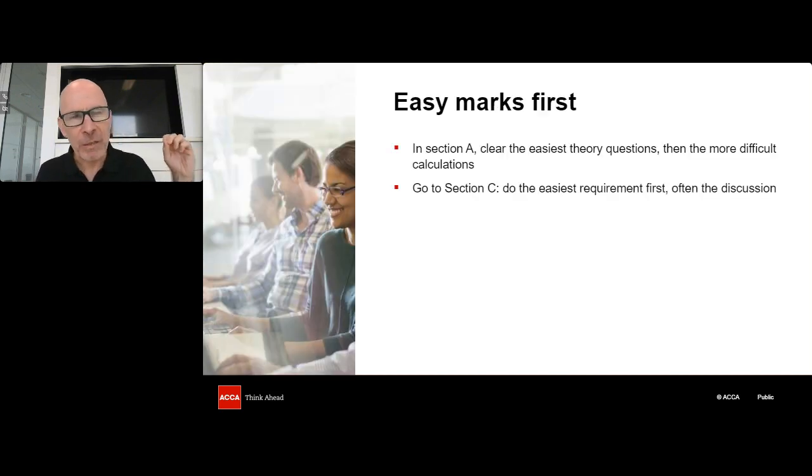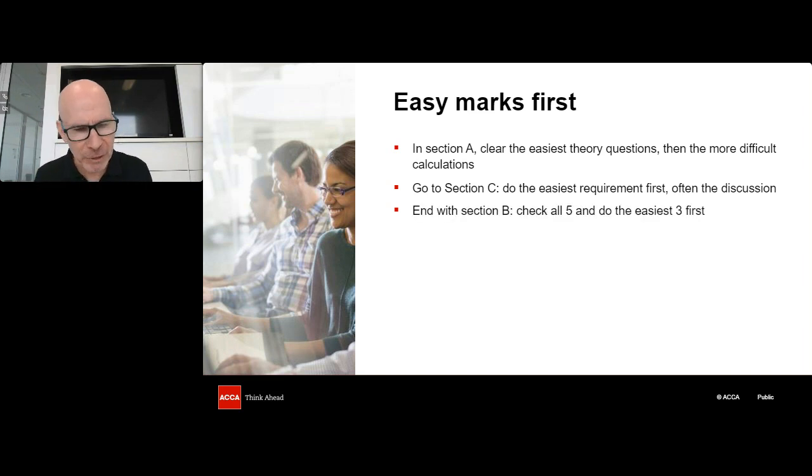So we're going to clear the easy questions first in section A, then in section C. Often the easiest mark is the discussion mark. Okay, so if you're doing variance analysis, part A, do all the calculations, and then part B, evaluate the performance of the manager with some information given. Guys, do the discussion first. If you are resitting, try doing the discussions first.